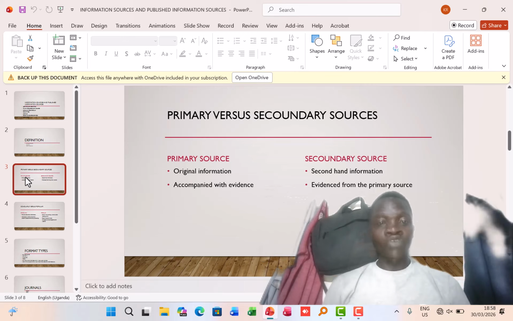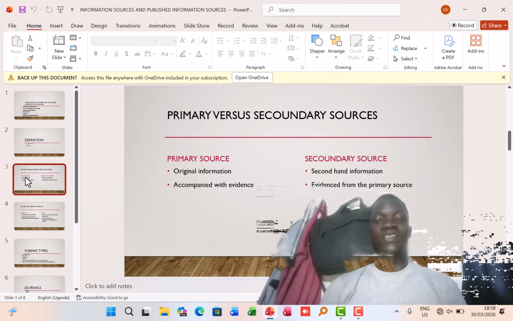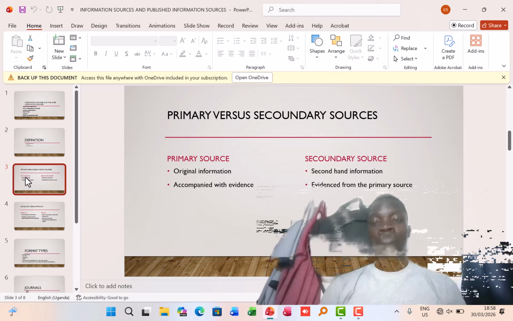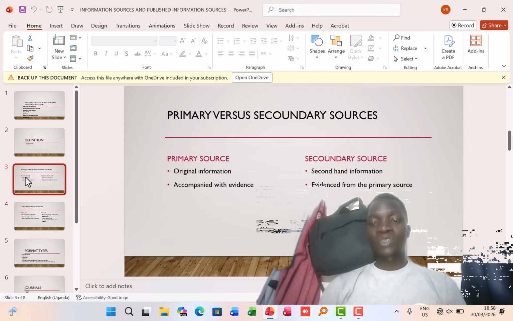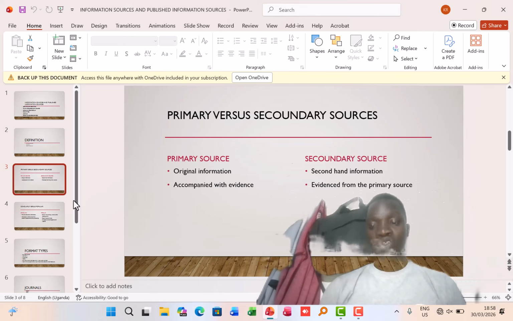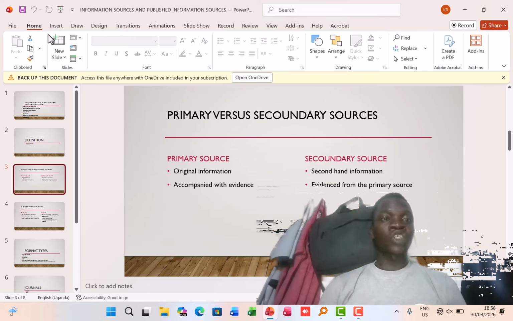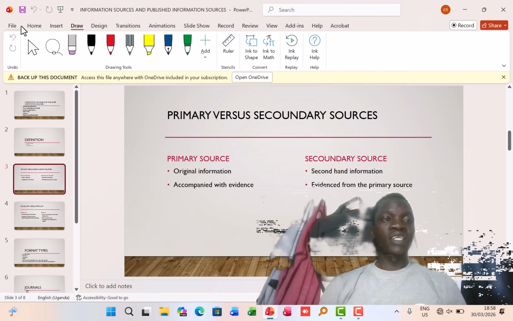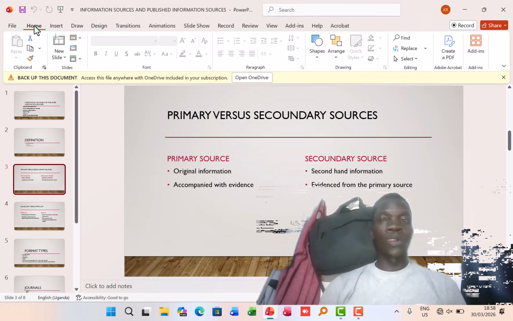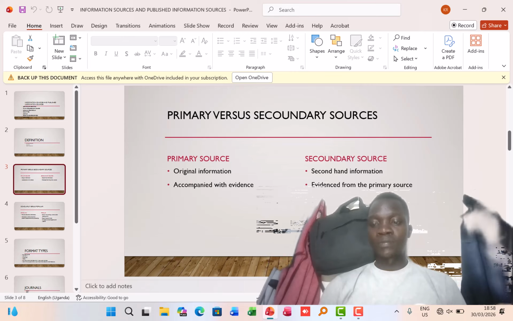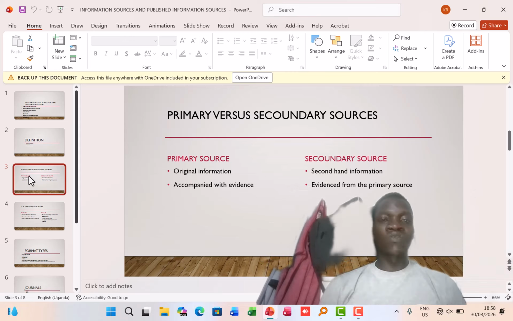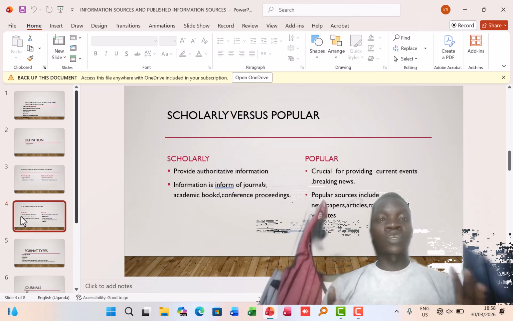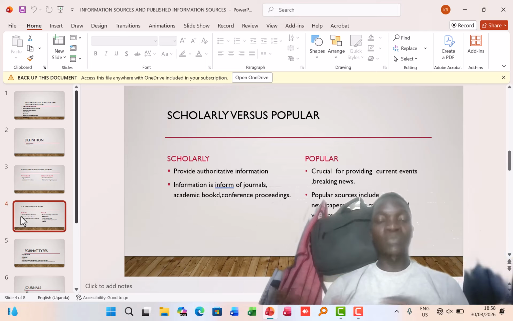The primary source of information is also accompanied with evidence: the reason for which the information is obtained, and the repercussions to be followed. Whereas the secondary source is evidence from the primary source. The point is that information is something very broad. It has different types: primary sources and secondary sources.